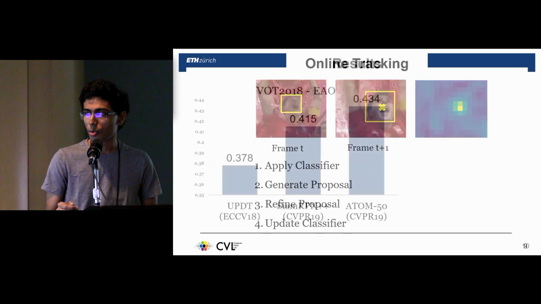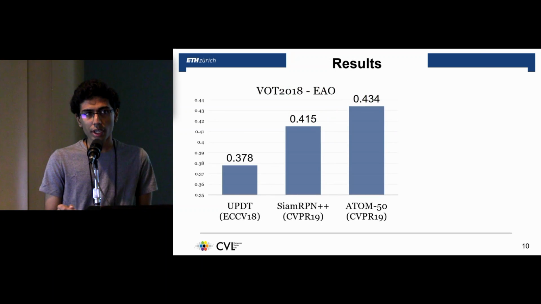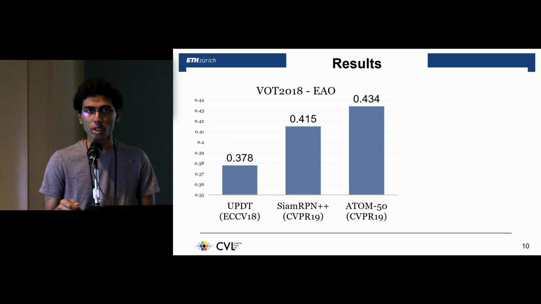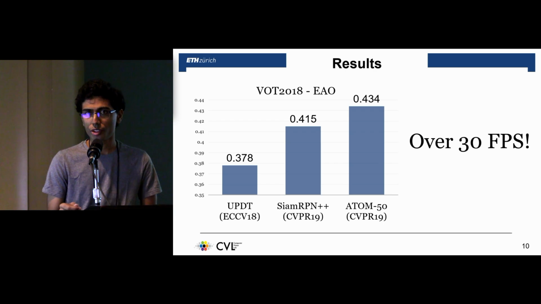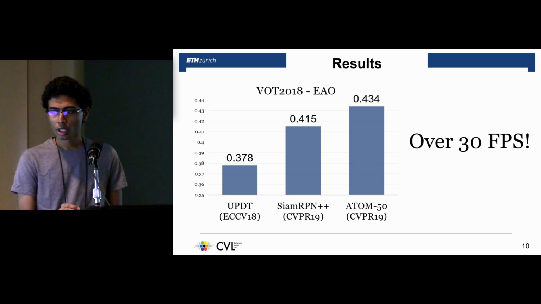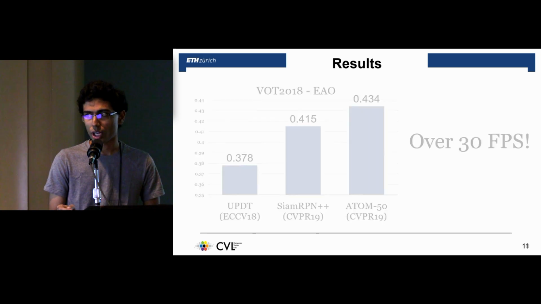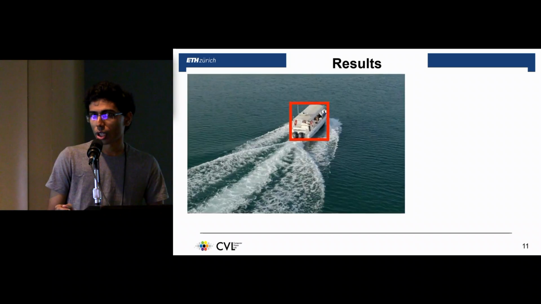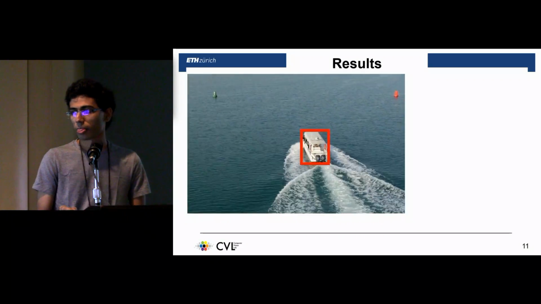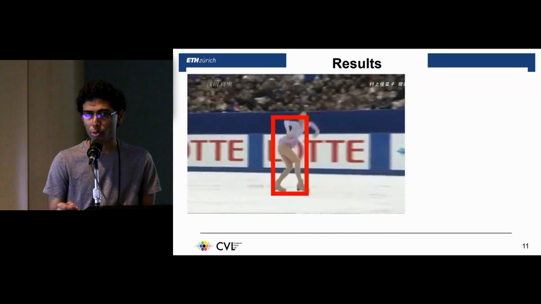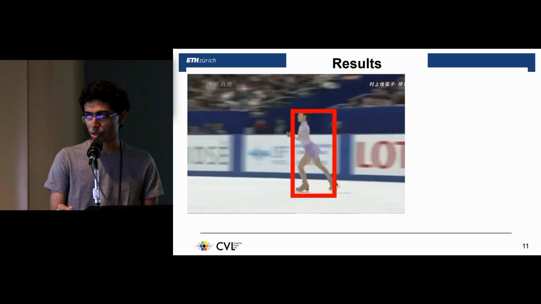Finally, some results. On the VOT18 dataset, our approach obtains the best results, outperforming the recent state-of-the-art approaches. Further, our tracker runs at over 30 FPS. Good, so we have some nice numbers here, but how well does it actually track? Let's look at some qualitative examples. From these videos, we can see that our tracker tracks pretty well, even on challenging scenarios.